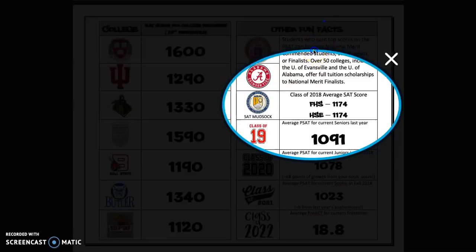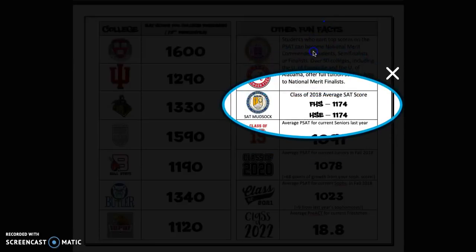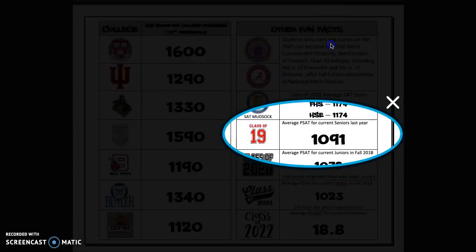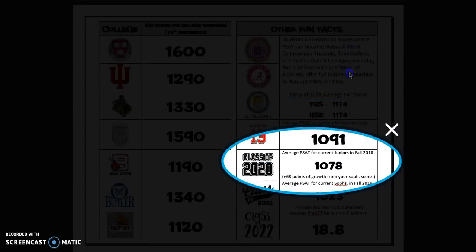Here, we see the SAT mudsock. And based on the most recent data we have, Fishers and HSE are running neck and neck. I'd really like to see this FHS score surpass the HSE score, because in past years it has, but this year it hasn't. We can do it. This shows the PSAT score for last year's juniors. This shows the PSAT score for this year's juniors, the test you took a few months ago.